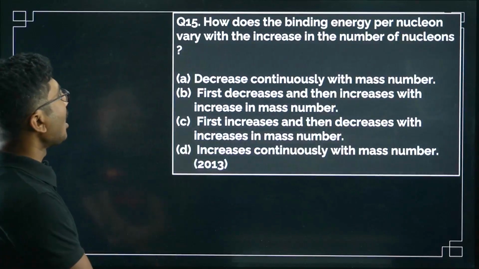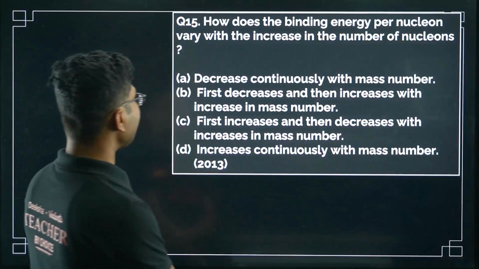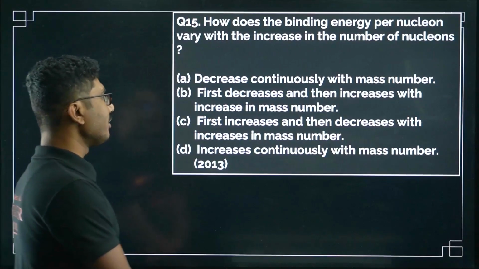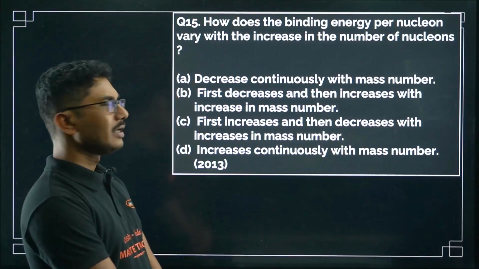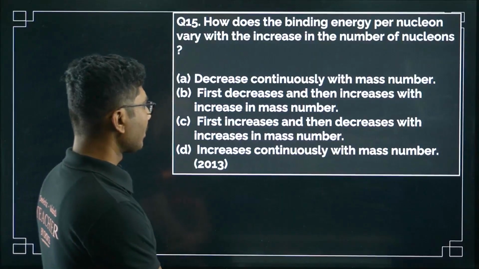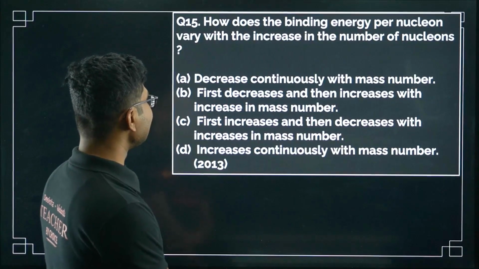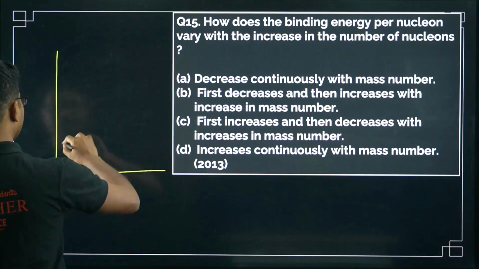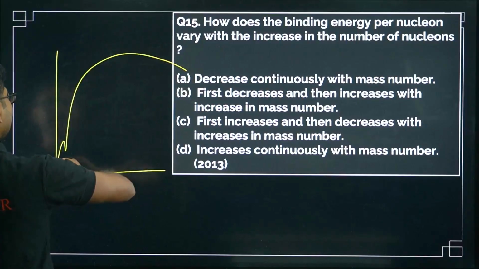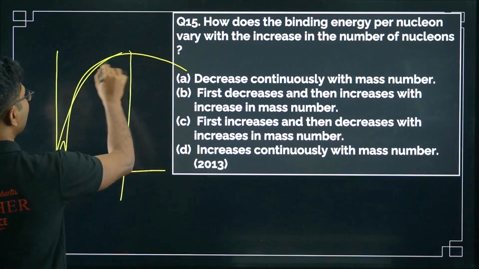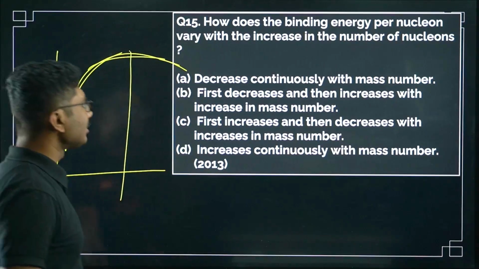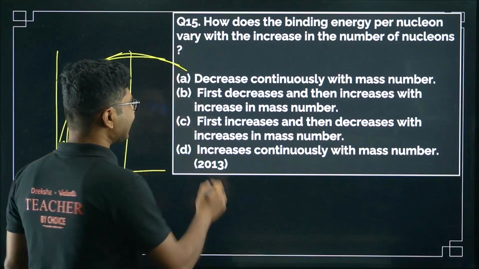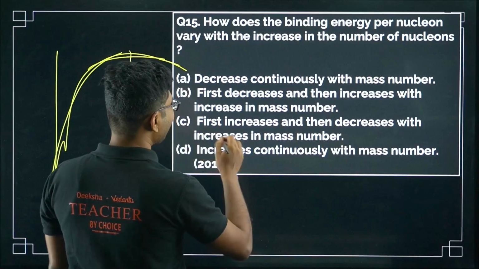Last question, how does the binding energy per nucleon vary with the increase in the number of nucleons? Okay, binding energy per nucleon basically remains constant, but it is not increasing. If you see the graph, the binding energy per nucleon graph is almost flat. Initially it increases up to some point, then it becomes almost constant, and then it decreases slowly. So it first increases and then decreases. Okay, so this is the correct answer.